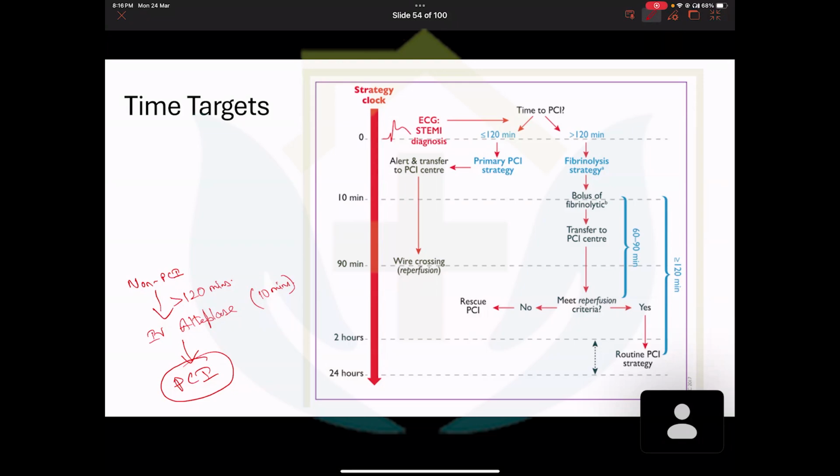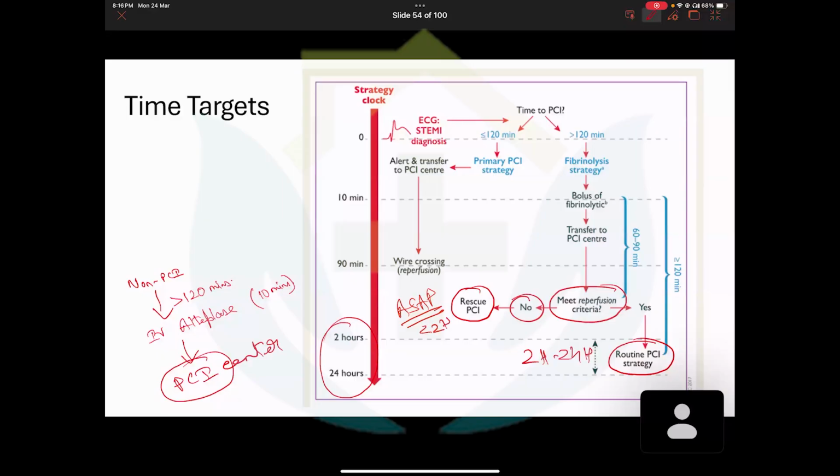So then we can go for a routine PCI strategy within 2 hours to 24 hours. But if the reperfusion criteria is not met, then we have to shift the patient to the PCI center and you have to go for an emergency PCI, and this is as soon as possible, preferably within 2 hours, at least less than 2 hours.